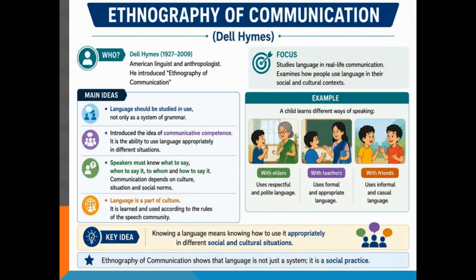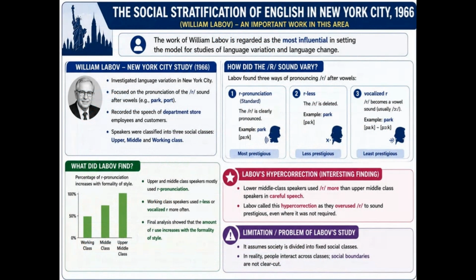William Labov is one of the founders of modern sociolinguistics. In his New York City study, he examined the pronunciation of R in three department stores. That is, he focused on R pronunciation after vowels. Now he found that pronunciation differed according to the social class. He divided the groups into different social classes like Saks Fifth Avenue, which is upper class customers, Macy's, that is middle class customers, and S. Klein, that is working class customers.